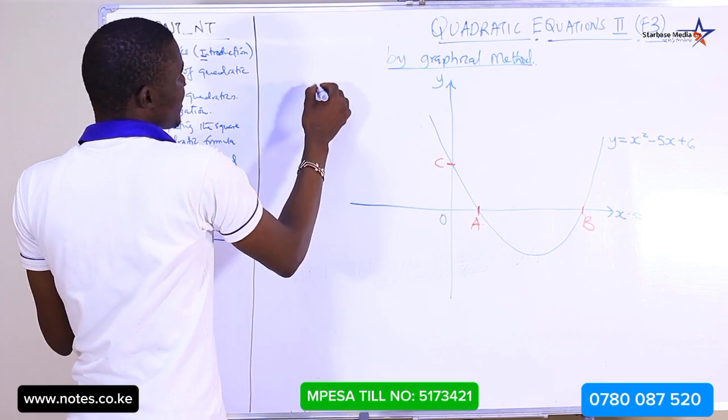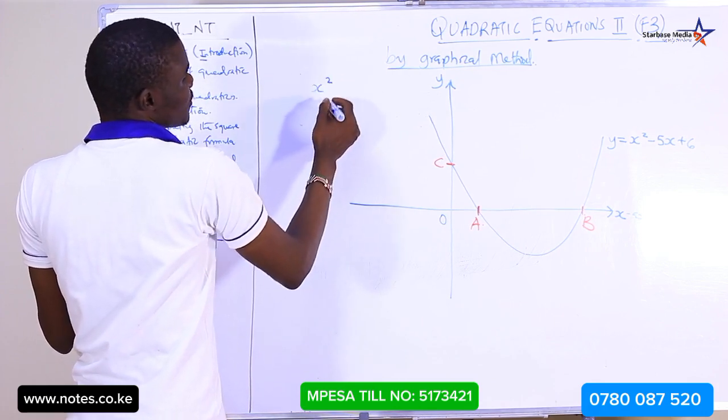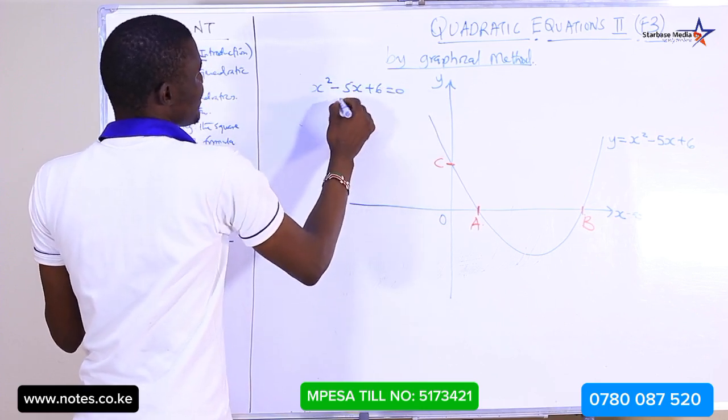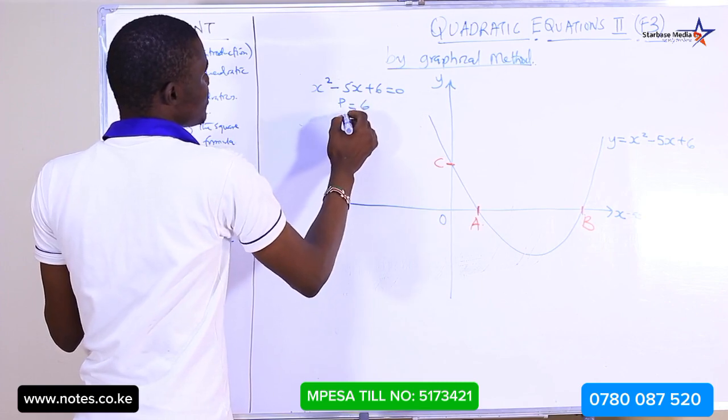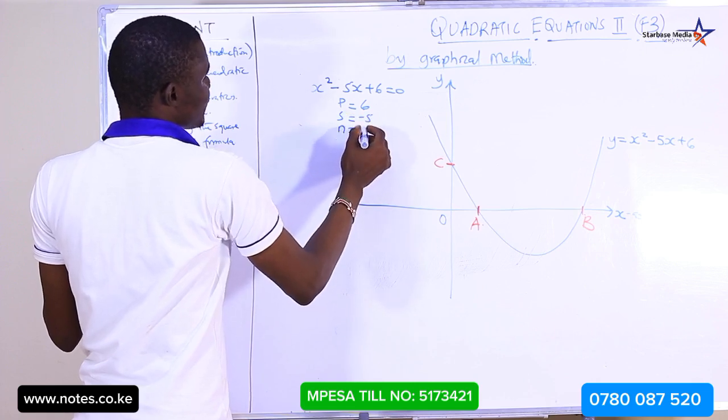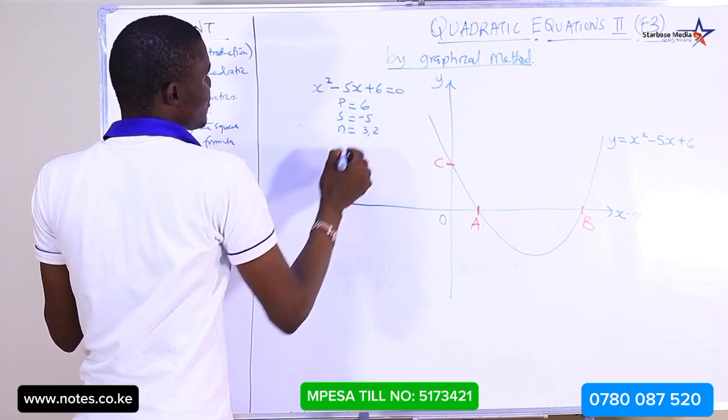You solve x squared minus 5x plus 6 is equals to 0. You can get the product. This one now you know. Sum, negative 5. So what are the numbers? You have 3 and you have 2. How do we arrange them?